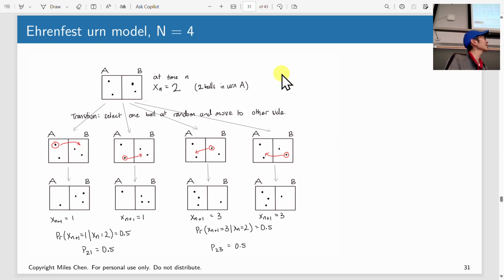This is kind of silly when you have only four balls in total, but it allows me to draw every single possible thing. So here we have a total of four balls in the entire model. We're going to start off with, at time n, two balls in A, which means I have two balls in B. I'm going to select one ball at random. It could be ball number one, number two, number three, or number four, right? With a probability of 1/4, I select this ball, and I'm going to move it from urn A to urn B. So at the next state, my A will be equal to 1, and I will have three balls in B, okay? So my next value will be 1 if this is the case.